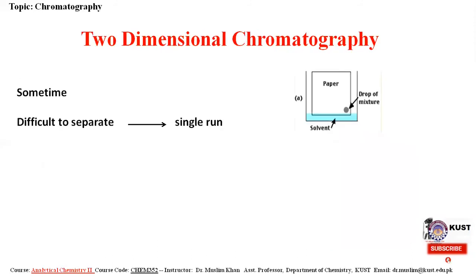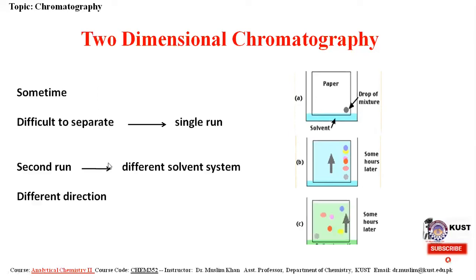Sometimes it is not possible to separate the compounds by a single run. Just like this is a solvent and this is a drop of mixture, and you want to separate the different components, it is very difficult to do by a single run. This is the kind of separation you get after one run. So people do a second run, but not in the same direction. They change the direction by 90 degrees, at a right angle, with a different solvent system, and then you get this kind of separation from each other. This is known as two-dimensional chromatography.